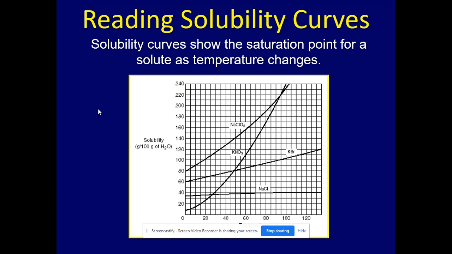Now, reading these graphs. What the graph is showing you, on the y-axis, is the solubility of any solute that's on the graph. And the x-axis is showing you the temperatures. The curved lines are showing you the saturation point: how much can be dissolved of any solute at that temperature.